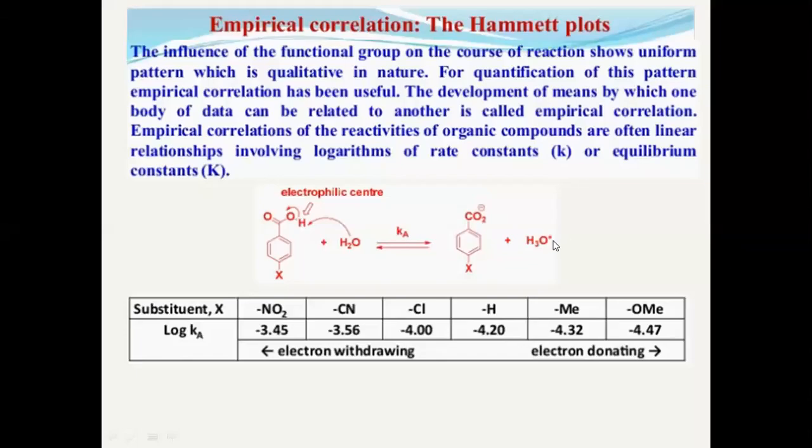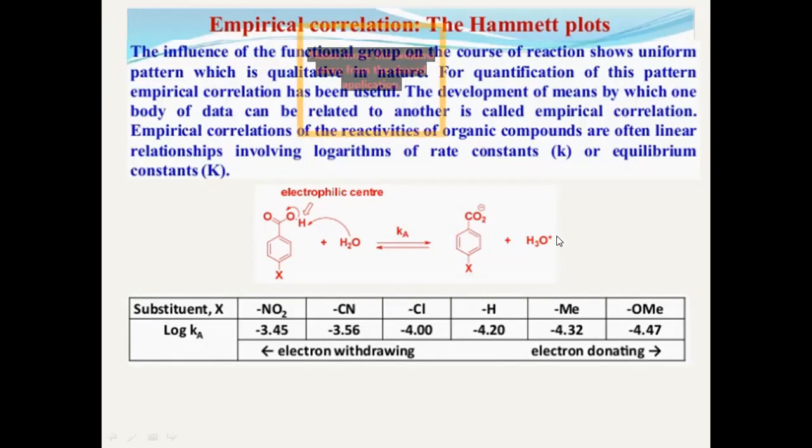So see, empirical correlation to get the Hammett plot or Hammett equation is the best or simple example. That is ionization of carboxylic acid, benzoic acid. When we do the ionization of benzoic acid while dissolving in water, it forms hydronium ion and its conjugate base.